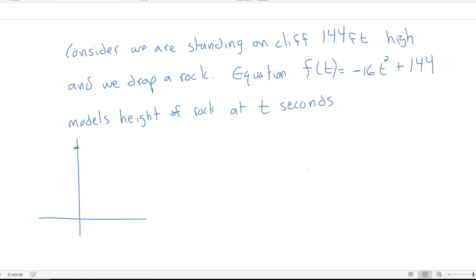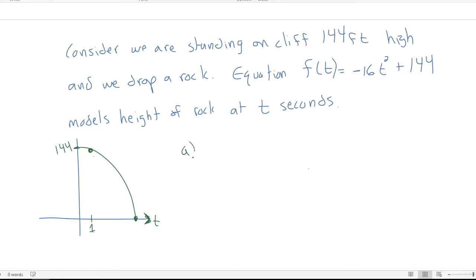So roughly, let's say my parabola looks something like this. Now, we are at 144 feet when we release the object, and as time counts, this gives me the height of the function. So if this was t equals 1, this point would give me the height of the function after 1 second. So let's do a couple different parts here.